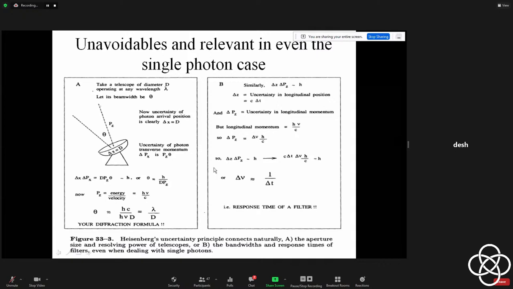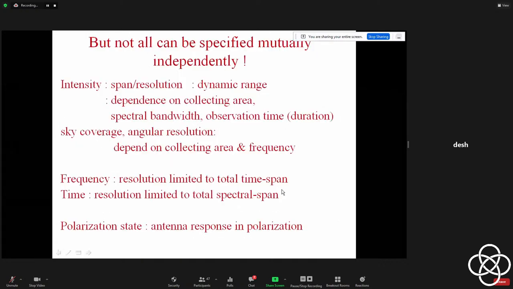Similar constraints will be there in the time and frequency resolutions, which together cannot be, the product cannot be less than unity. So we already looked at this.